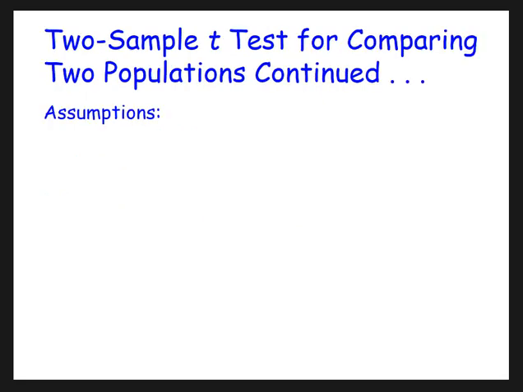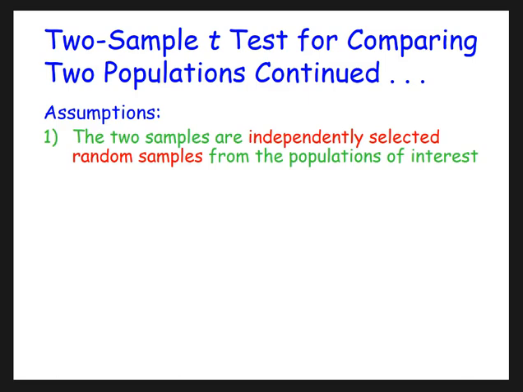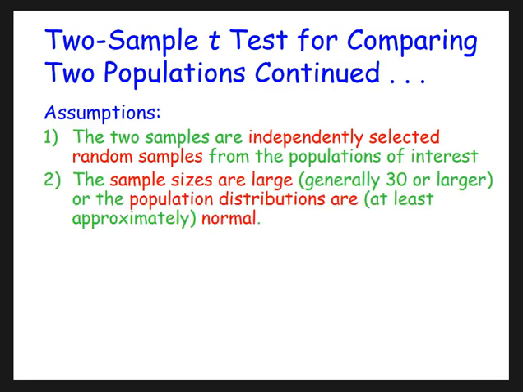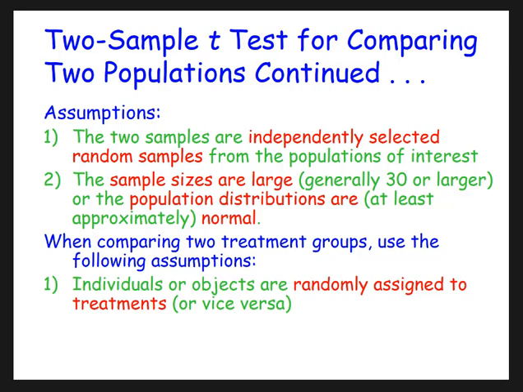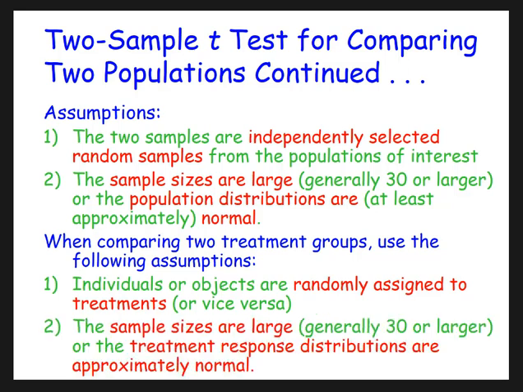So, some assumptions are needed to make sure that we can do a t-test. The two samples have to be independently selected random samples from independent populations. Sample sizes are large, either 30 or larger, or the populations are approximately normally distributed. When we compare two treatment groups, we use the following assumptions: the individuals are randomly assigned to the treatments, and the sample sizes are large again, or the treatments are approximately normally distributed.